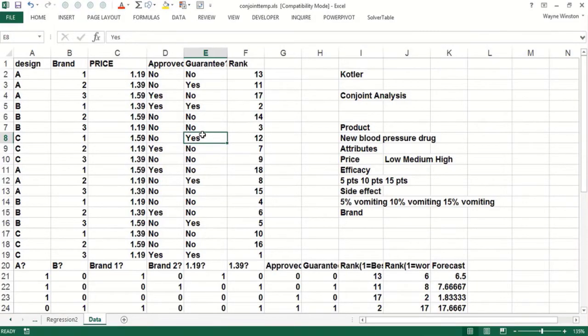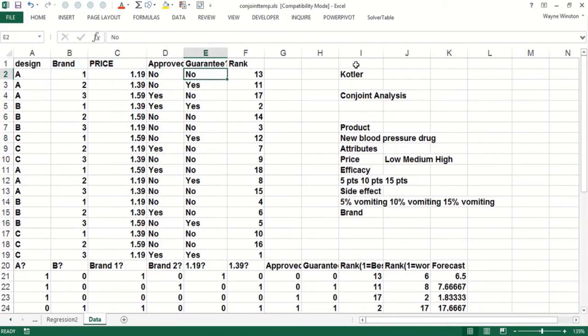L.L. Bean, I believe, has this with anything you order. One guy walked into an L.L. Bean store 20 years later, and he bought a pair of shoes, and he went to the store and said, these shoes wore out. Can I have a new pair? They gladly gave him a new pair. Okay, so this is basically the information we have on what's called product profiles. The design, the brand, the price, was it approved or guaranteed?